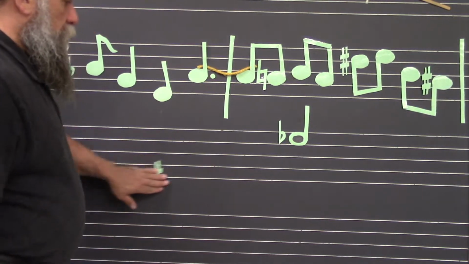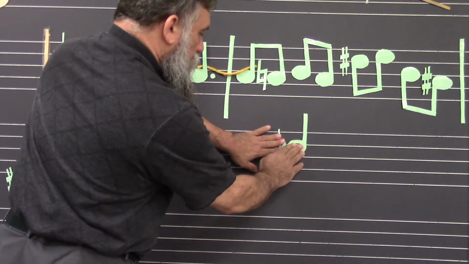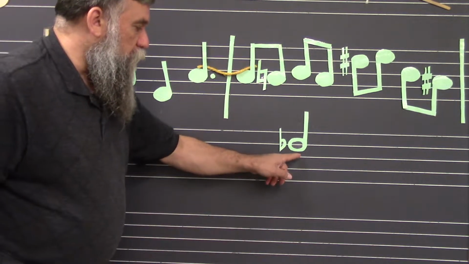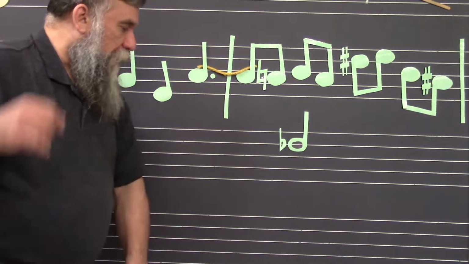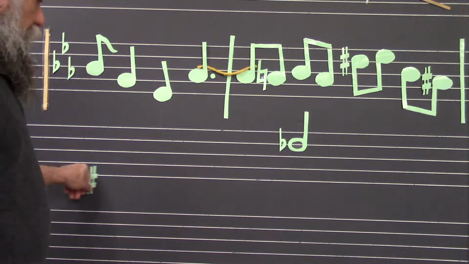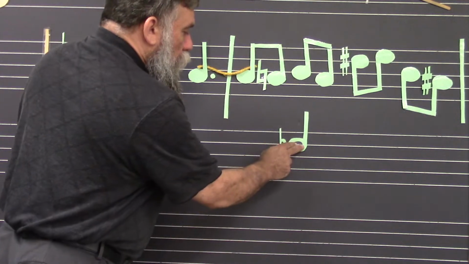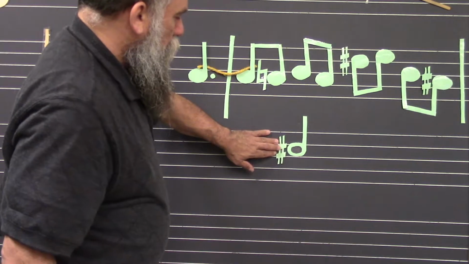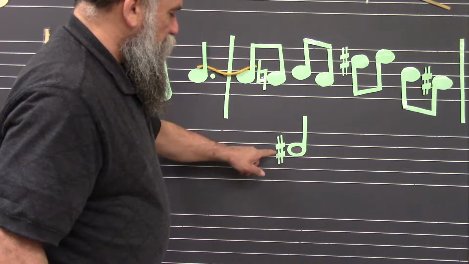So let's do some enharmonics of flats. What letter is that? Every good boy deserves fudge, no, good boys do fine. That's D flat. What is the enharmonic of D flat? So we go down a half step, which means we change it from a flat to a sharp. So the enharmonic is C sharp.